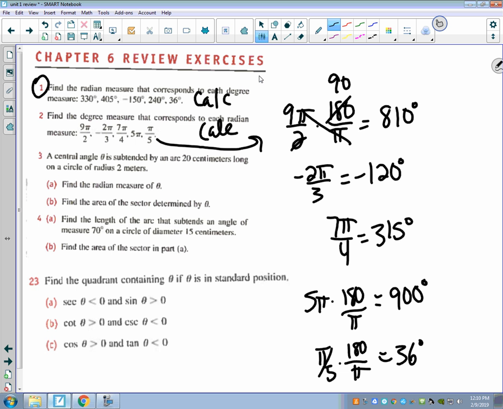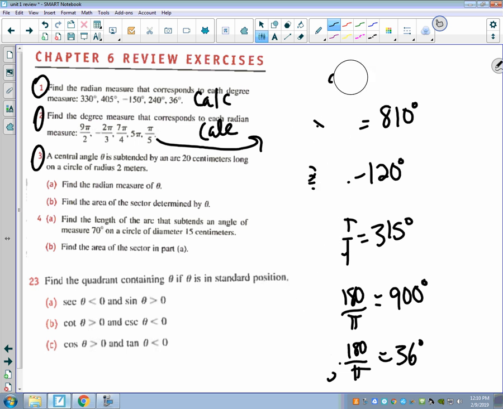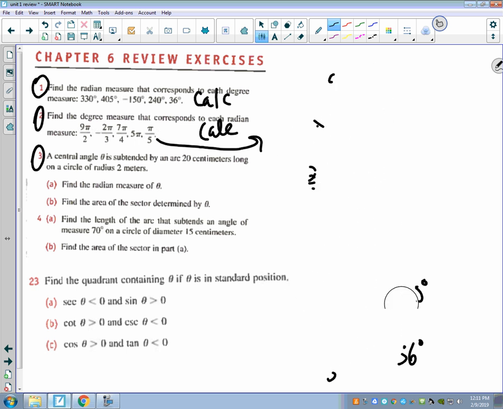Number 3, also really good things that you need to know for the test tomorrow. So I'm going to circle all the stuff that you need to make sure you can do on the test tomorrow. Number 3 is also on the calculator part of the test that you're going to take tomorrow, but it's formulas, okay? So it says an angle theta is subtended by an arc 20 centimeters long on a circle of radius 2 meters. Find the radian measure of theta.